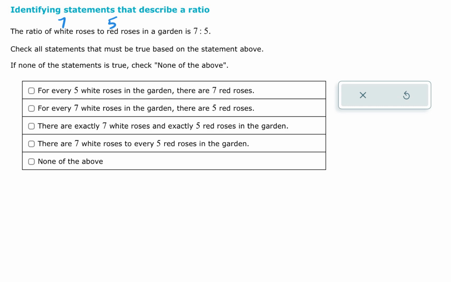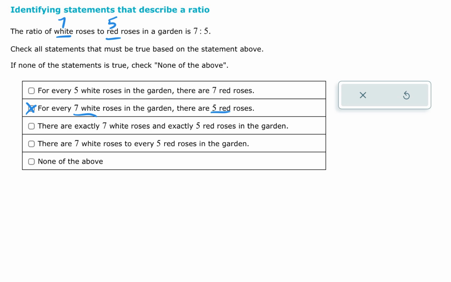First one says for every 5 white, there are 7 red. And no, that is actually the opposite, which is actually what the second one says. The second one is correct, and you can see that up here that I wrote 7 over the white and 5 over the red. The next one says there are exactly 7 white and exactly 5 red.